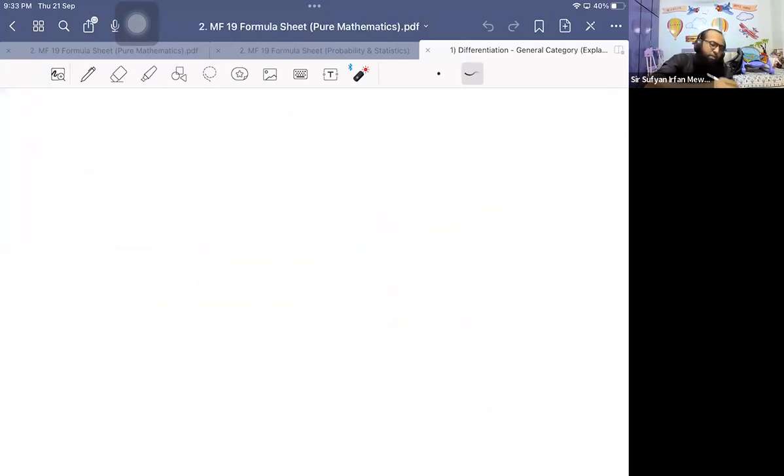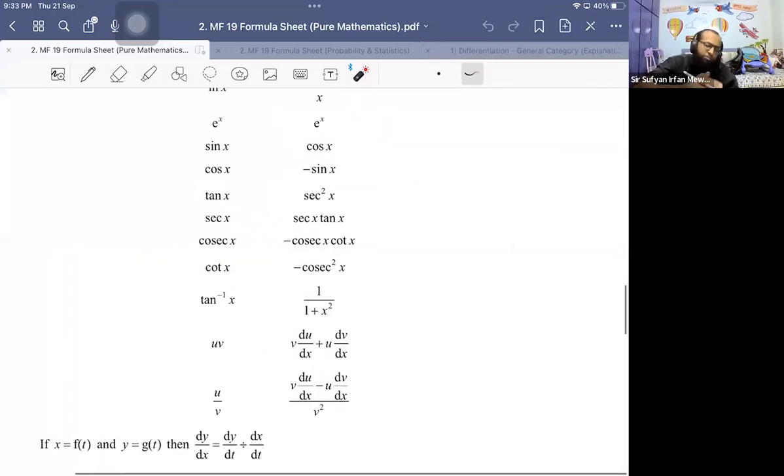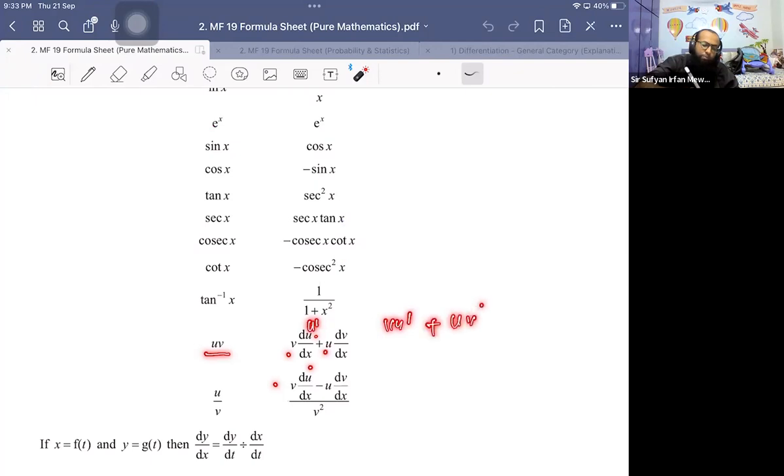This is even written in the formula sheet in the differentiation section, but it is written differently. If we are going to differentiate the product uv, then we get v into du by dx, meaning the differentiation of the u function, which we are saying u prime, v u prime, and then u v prime, and the v prime is written as dv by dx, right? So this is written in the formula sheet.